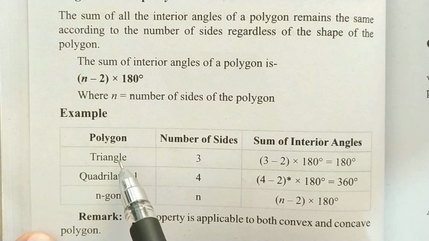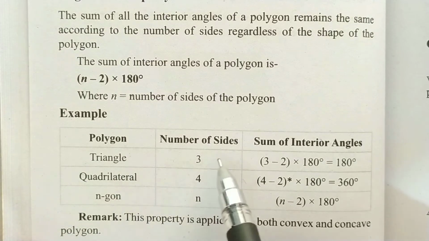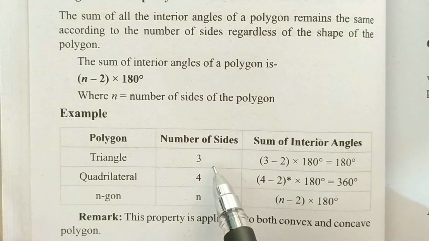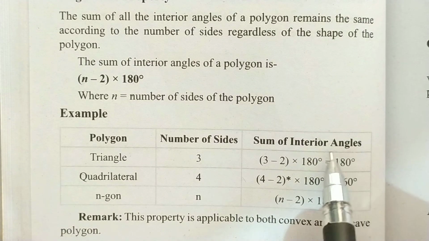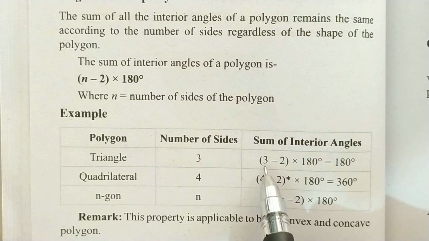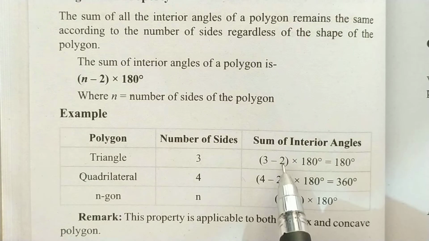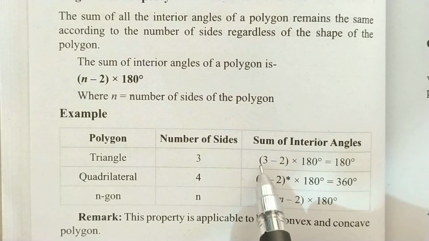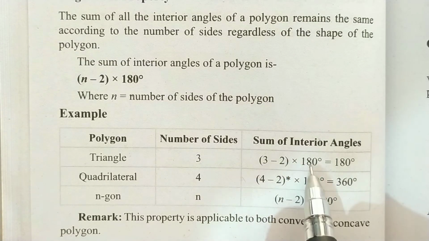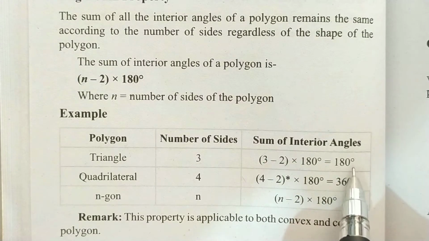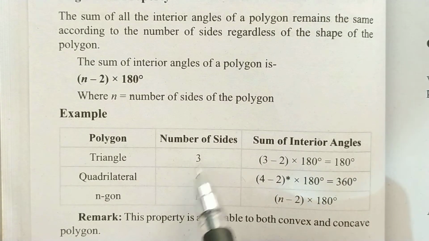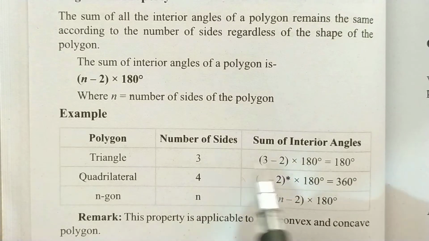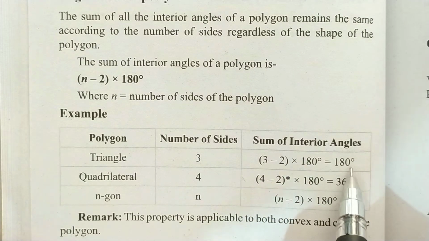Triangle means how many sides? 3 sides. Number of sides is 3. Sum of interior angles: now n equal to 3, so (3 minus 2) into 180 degrees. 3 minus 2 is 1. 1 into 180 is equal to 180 degrees. That means the sum of the 3 interior angles of a triangle is equal to 180 degrees.